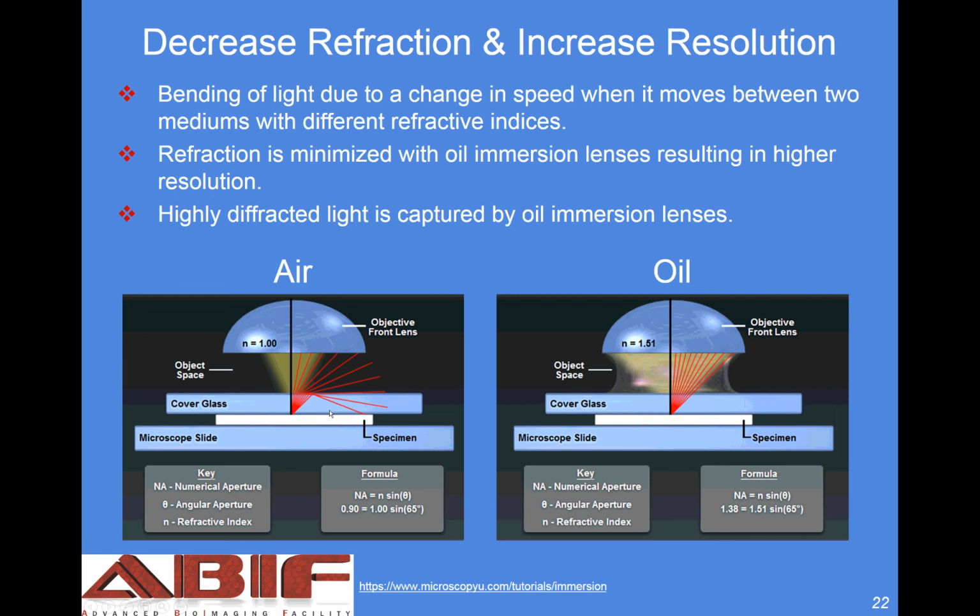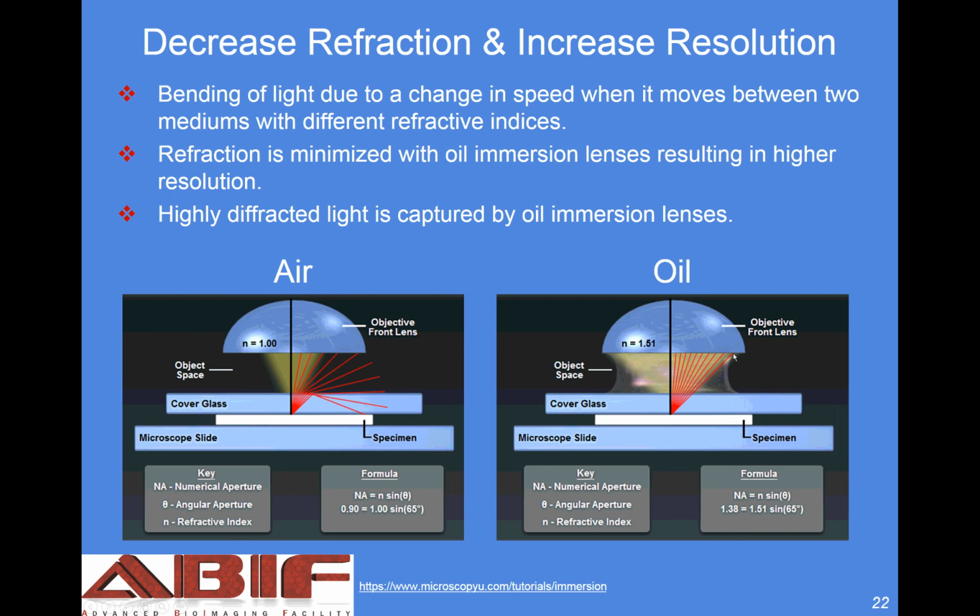If we look at the case of an oil immersion lens, then glass has a refractive index of about 1.51. And if the immersion oil has a similar refractive index and the cover glass has a similar refractive index, then we no longer have that refractive index mismatch here, and so there's no refraction. So the light coming from the sample does not bend at the cover glass oil interface, and you're able to collect more light, and also the light that's coming in at a high angle.